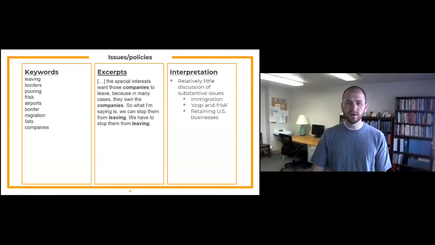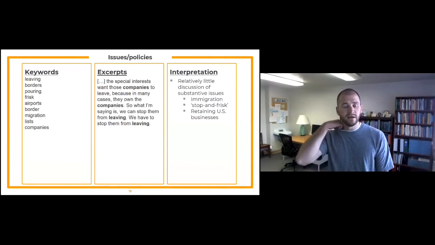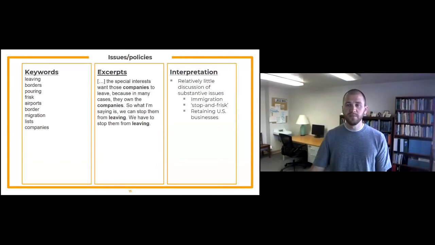Okay, so issues and policies. We get a few keywords here. Trump didn't talk a lot about substantive issues and policies. You can't find a lot of evidence in the debate transcripts of him telling the American public specifically what he would do if he were to become president. But we do have a few examples of policies he took a stance on. Those include immigration issues, the stop and frisk policy, or the importance of retaining US businesses and not letting them go international.